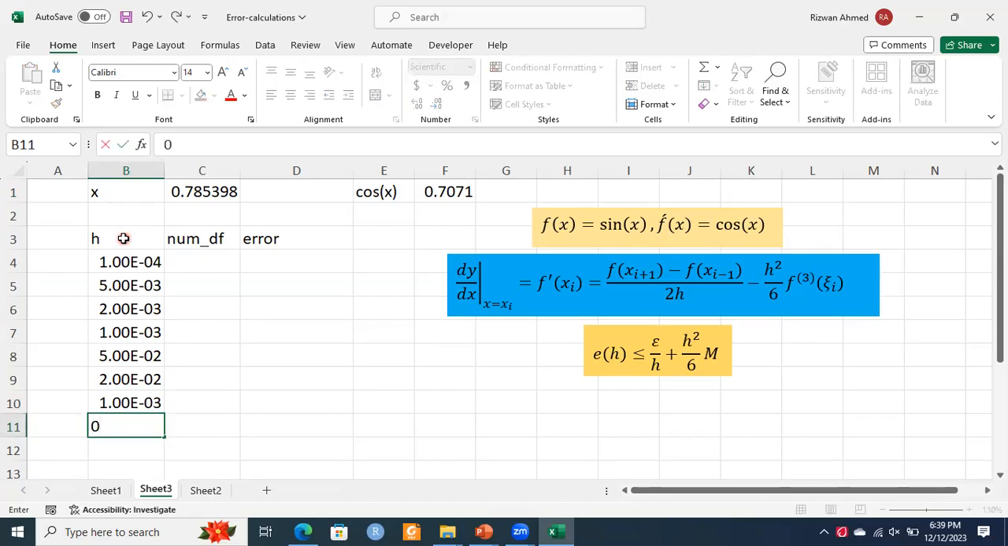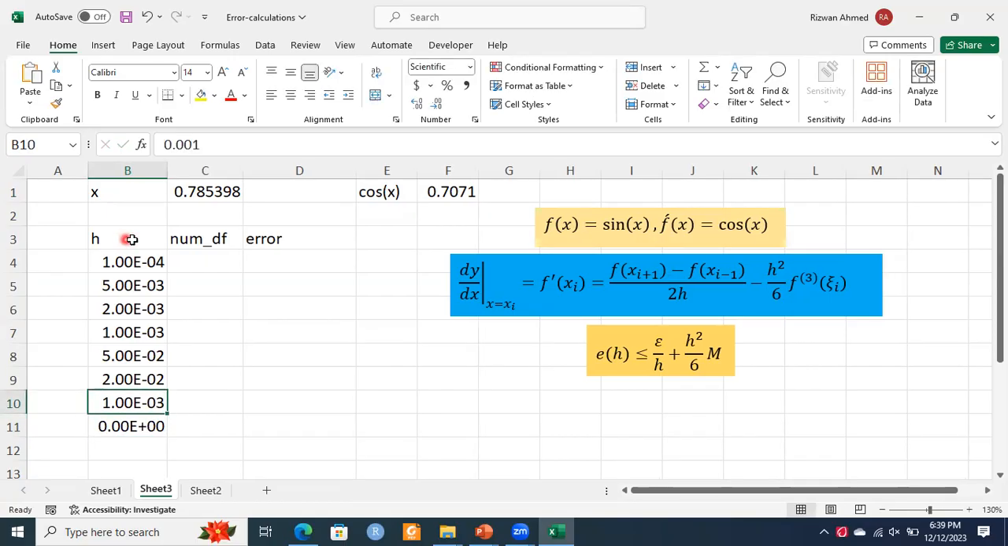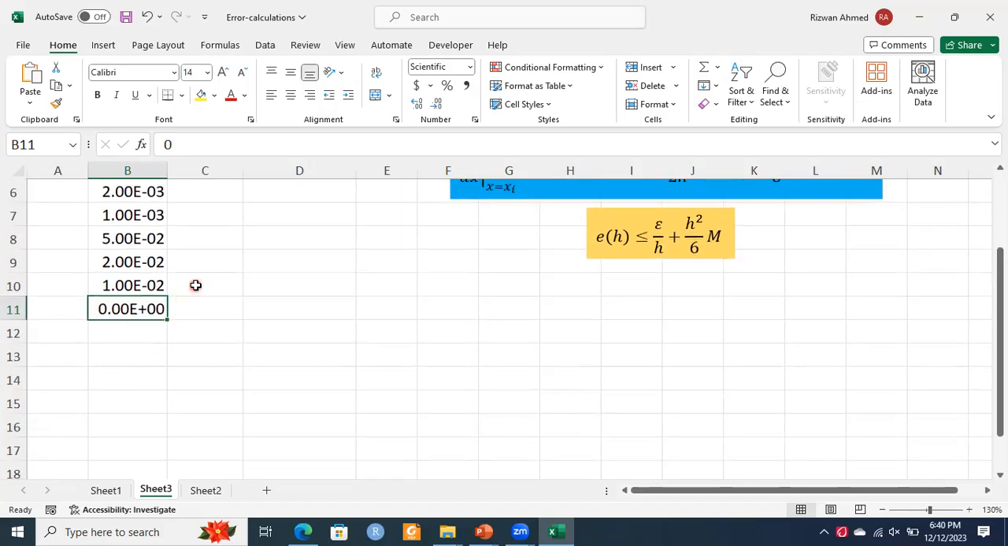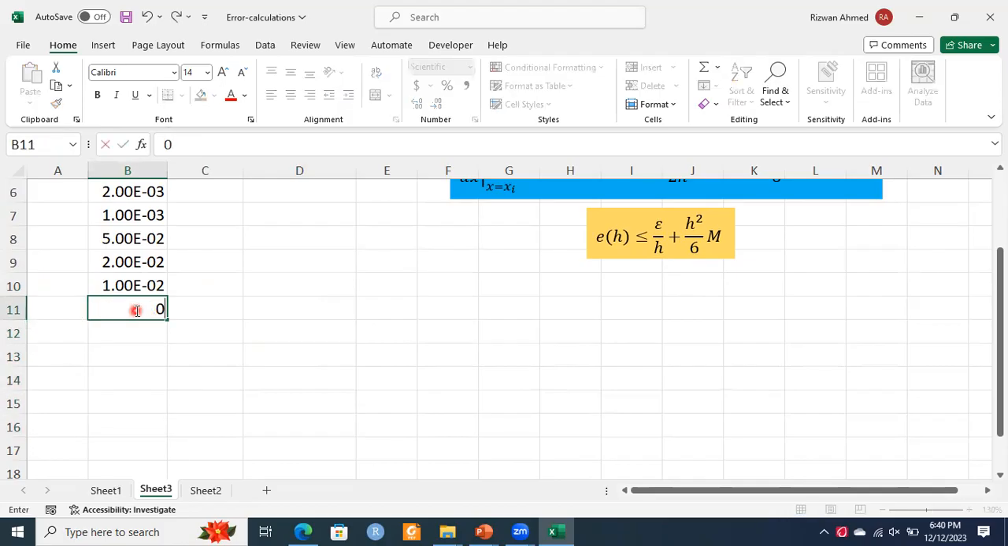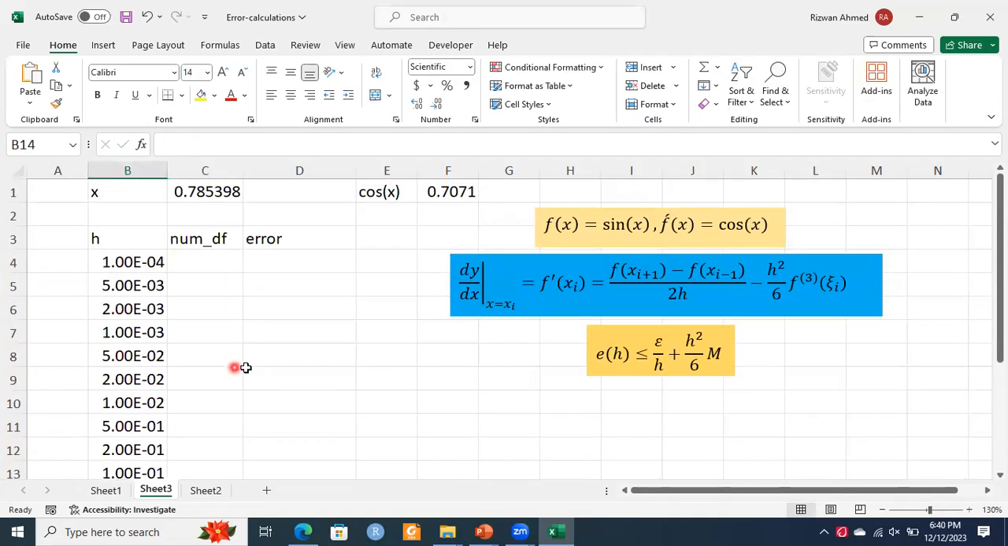0.001. Well, it should be 0.01. Okay, and I can go for further larger step sizes. This is not the right way, so I keep on writing, then 0.5, 0.2, 0.1. So these are the h values.